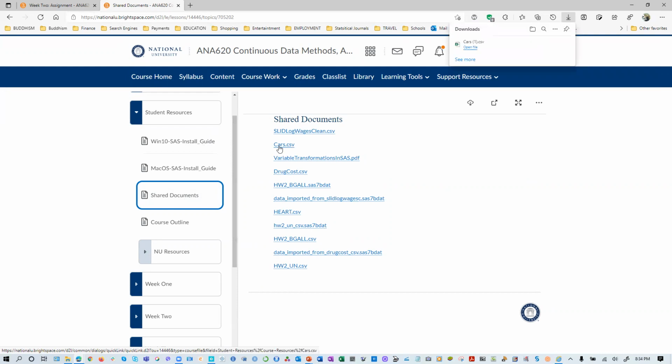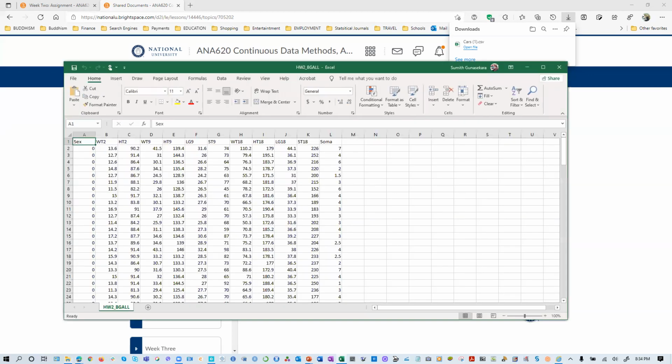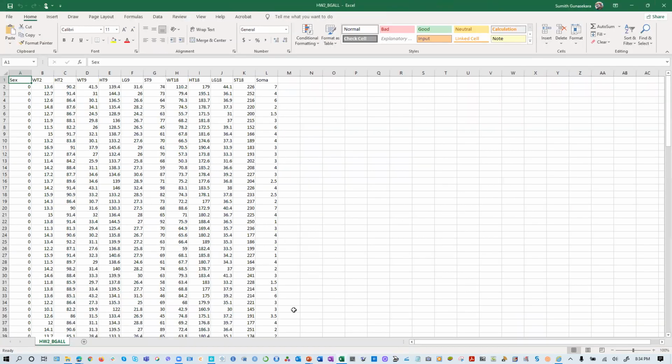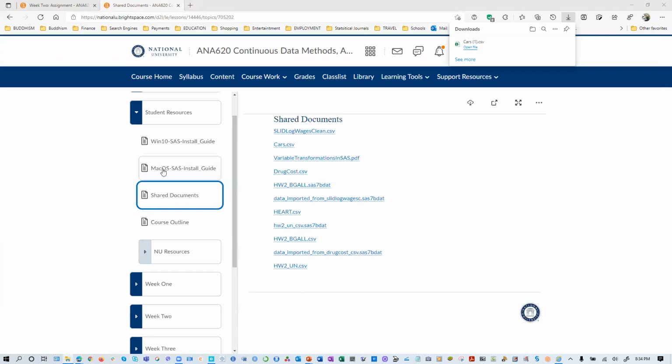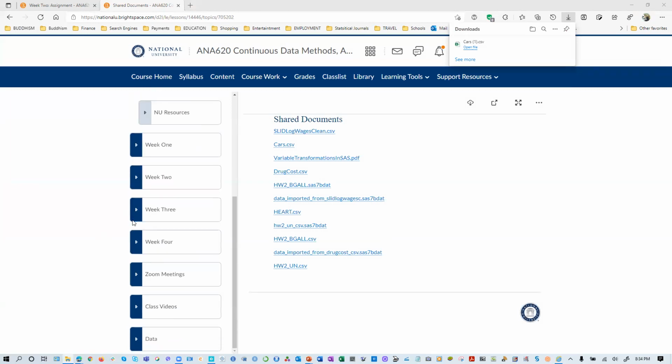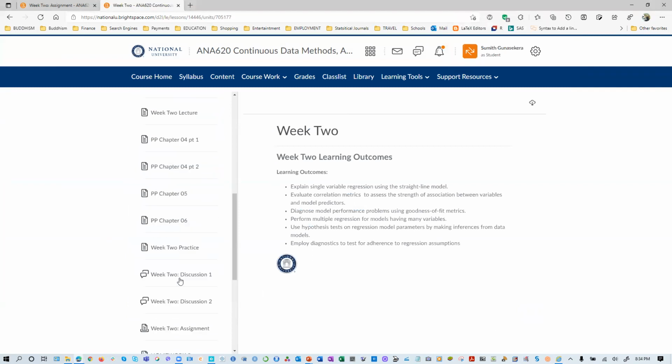This one. Let me see, I should have that one somewhere. Okay, this one, October, data for the homework 2. Homework 2 BG all dot SAS. This data set, no. Is it the same data set? Okay.